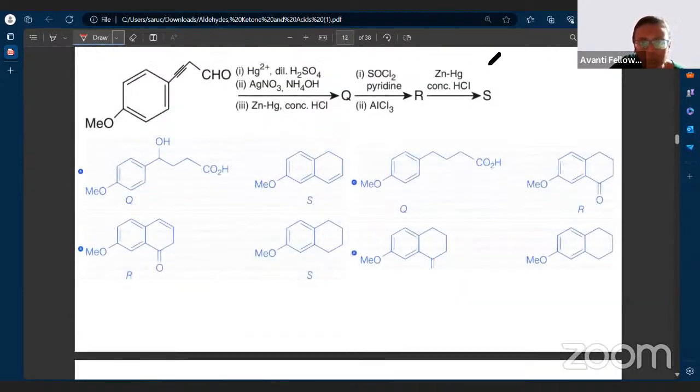Moving on to the next question. So here too, you have to find out Q, R, and S. Okay. We'll solve it first and then we'll identify the compound.